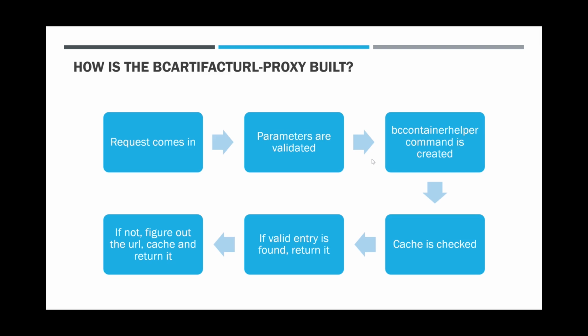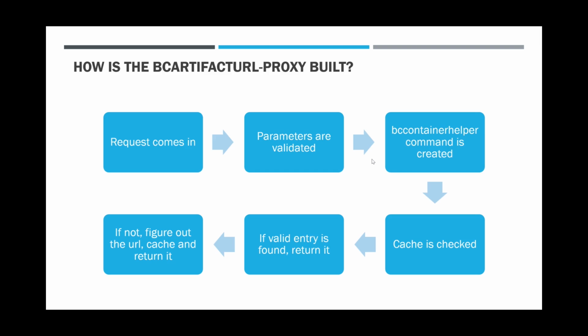The basic idea is that a request comes in, the parameters are validated, so we know that actually this is a valid request to the proxy. Then the BC Container Helper command is created, so you can see behind the scenes we're using BC Container Helper to get the URL. But then the important thing is the one in the lower row, basically on the right, that the cache is checked. So you can see that we are caching this to allow multiple requests to get the same answer without waiting for the result. If we find a valid entry in the cache, then we return it.